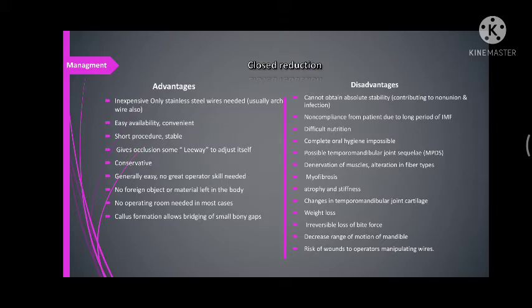Disadvantages include: cannot provide absolute stability, contributing to uneven function, poor compliance from patients due to the long period of IMF, difficult nutrition, and complete oral hygiene impossible, possible TMJ ankylosis, denervation of muscles, alteration in fiber types, myofibrosis and atrophy and stiffness, change in TMJ cartilage, and weight loss, irreversible loss of bite force, and decreased range of motion of the mandible, risk of injury to the operator manipulating wires.